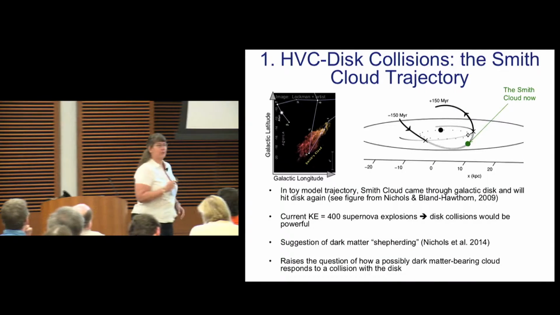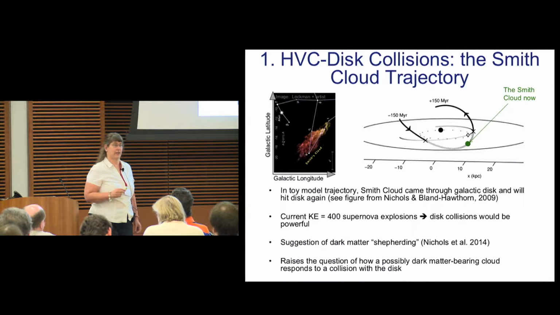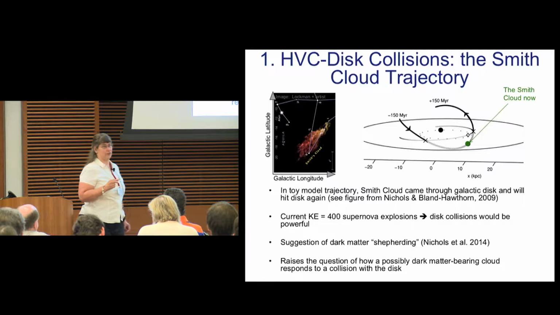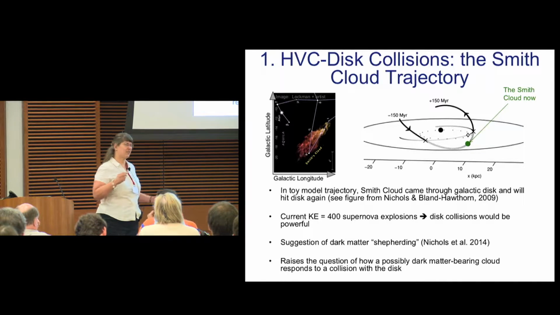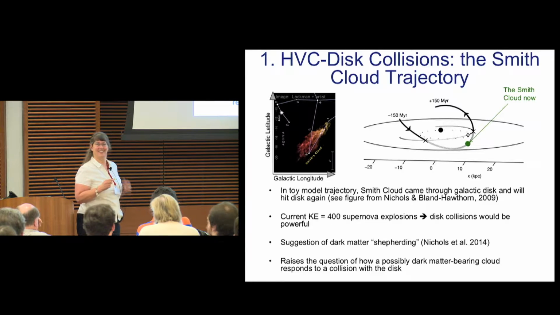Okay. So I'm going to use it as an example of a high-velocity cloud hitting the disk of our galaxy, the Smith cloud. And I got excited about the Smith cloud several years ago when I was talking with Jay Lockman, who is a Smith cloud booster, and he spread his boosterism to me, and so now I am too.